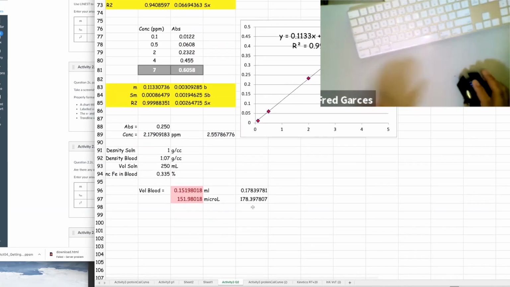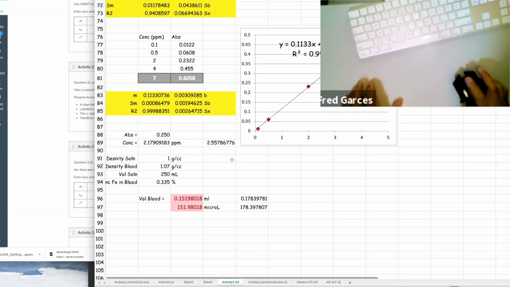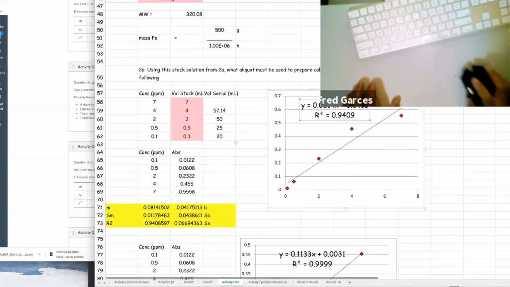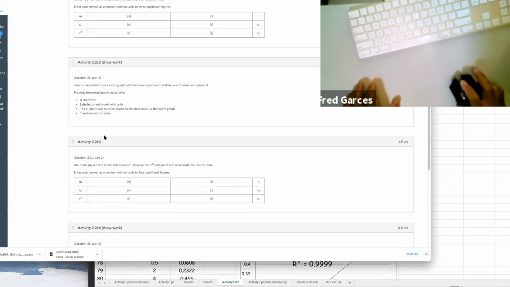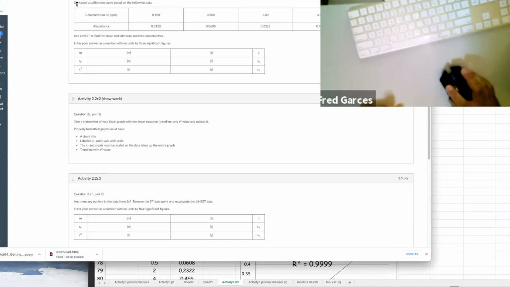Anyway, let's move on, because this is what you guys will be doing for this part right here. See this part right here, 2.2c.